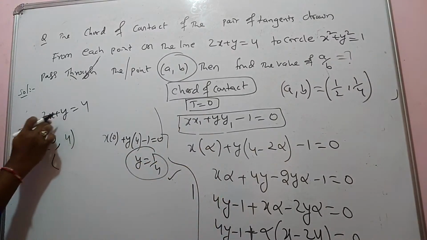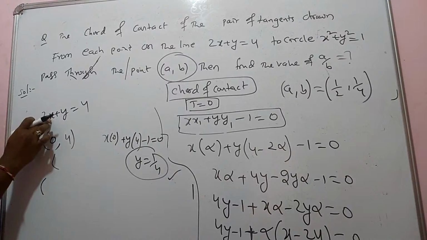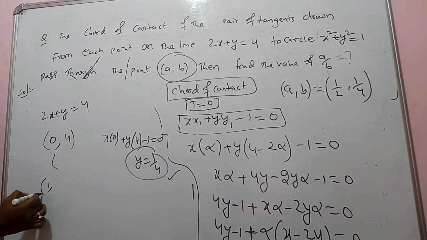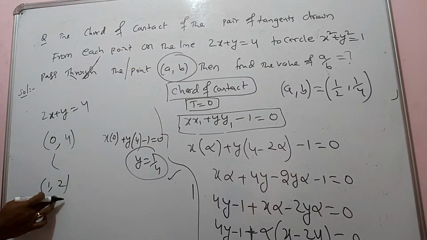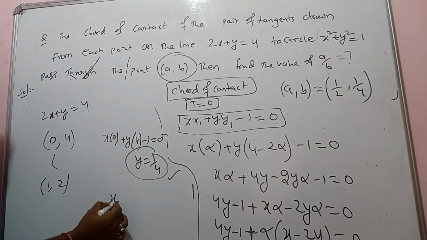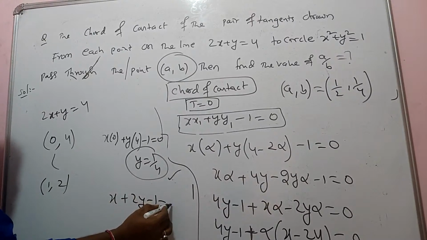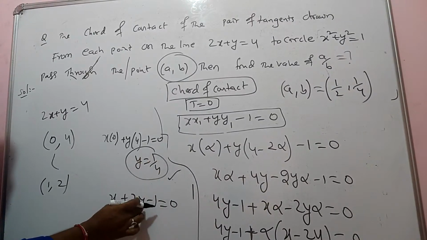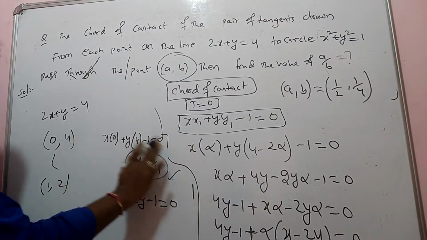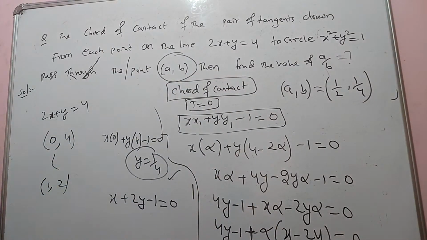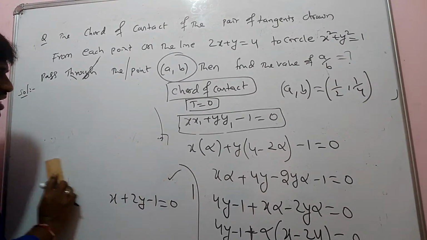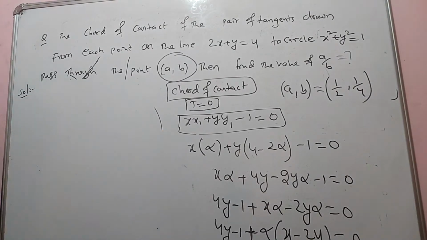And one more point which satisfies this equation is 1 comma 2. Substitute 1 comma 2. So x plus 2y minus 1 is equal to 0. Y value 1 by 4 substitute, you will get x. This is a shortcut, but you should know the method. I explained the methods. So by both methods you can find x and y value. So you got a and b value.